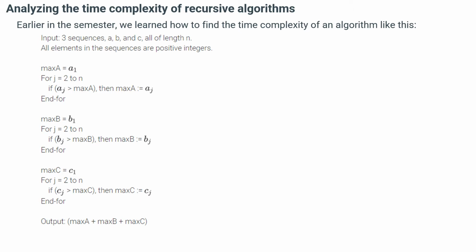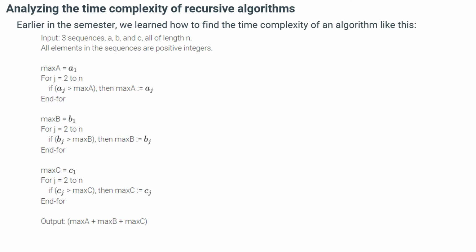So for this input, we're going to be inputting 3 sequences. A sequence called A, so we'd have A sub 1, A sub 2, up to A sub n, and then a sequence B, B sub 1 up to B sub n, C, C sub 1 up to C sub n, and so those would be input. And then we're going to be assuming that all of the elements in those sequences are positive integers. So then here is this algorithm, and we could talk about what it's doing. It's basically finding the maximums of each sequence and then adding them all together.